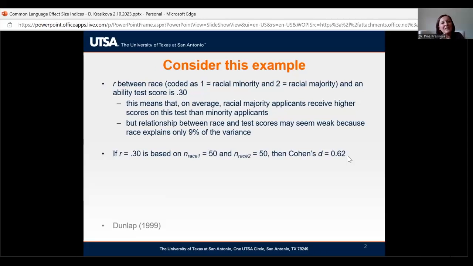Is that a big difference? Again, it does not look like it's a very big difference. So again, the effect of race on the test performance does not even look like a big effect.